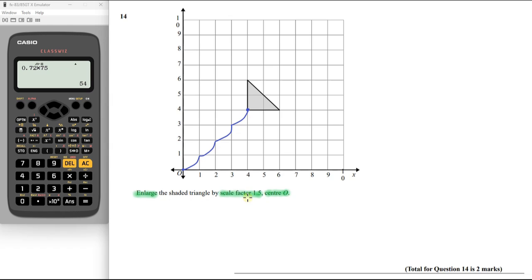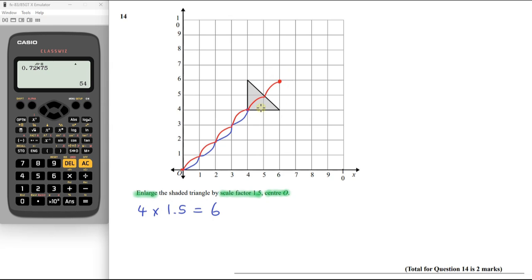But we're enlarging everything by a scale factor of 1.5. So if we do 4 times 1.5, well, that's going to give me 6. Now, if I start at my centre of enlargement, instead of going 4 diagonals, I'm going to go 6 diagonals. So I'm going to go 1, 2, 3, 4, 5, 6. So now this point is being shifted over here. But now I've got my first point.